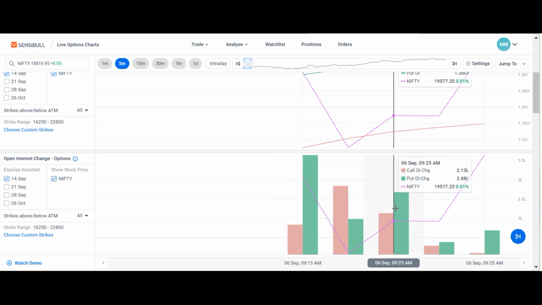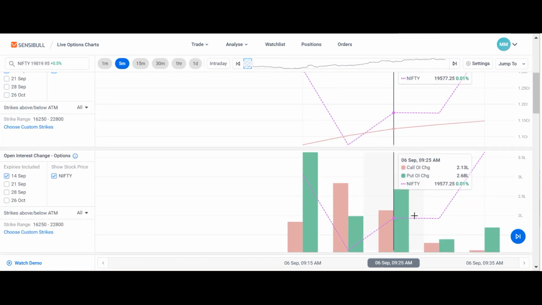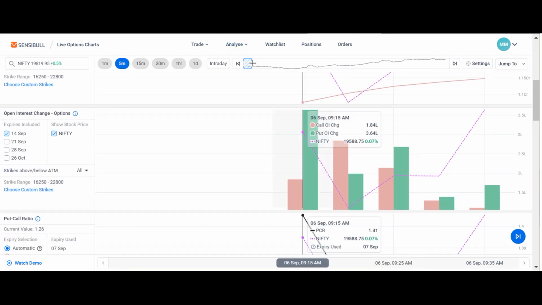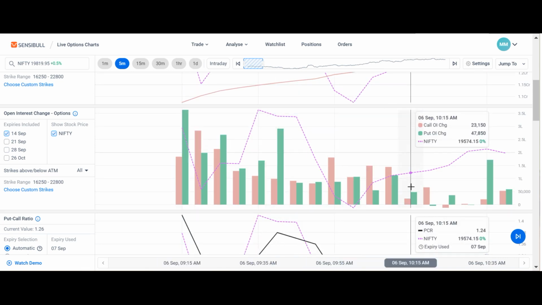This is the first 5 to 15 minutes of data, where positions on both sides get built up. Now the important thing we have to consider here is, as I told you, the end of day data we consider is for option selling, right?